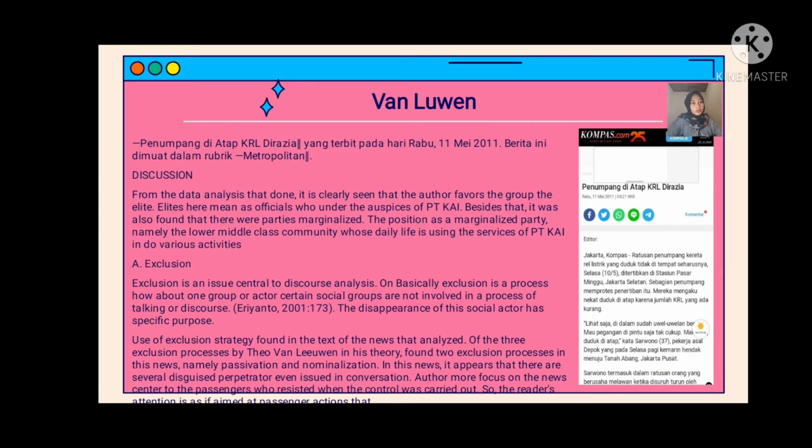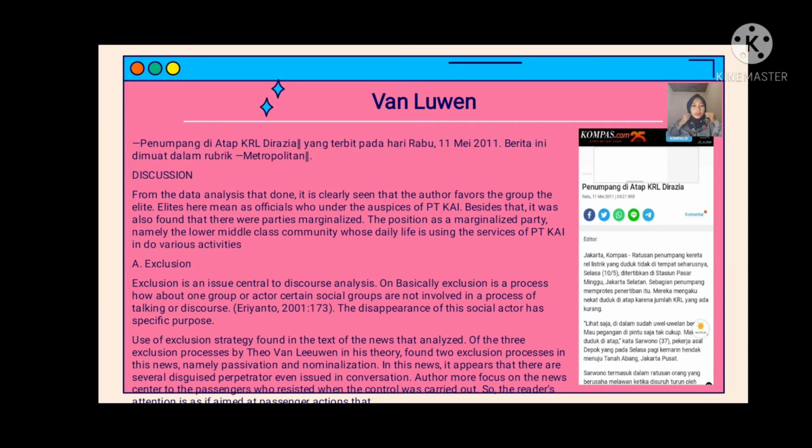Alright, let's continue with the Van Leeuwen framework. Here the news text we use is titled "Penumpang di atap KRL dirazia", published on Wednesday, 11th May 2011 by the Rubrik Metropolitan. Here we use the Van Leeuwen framework to analyze the news.